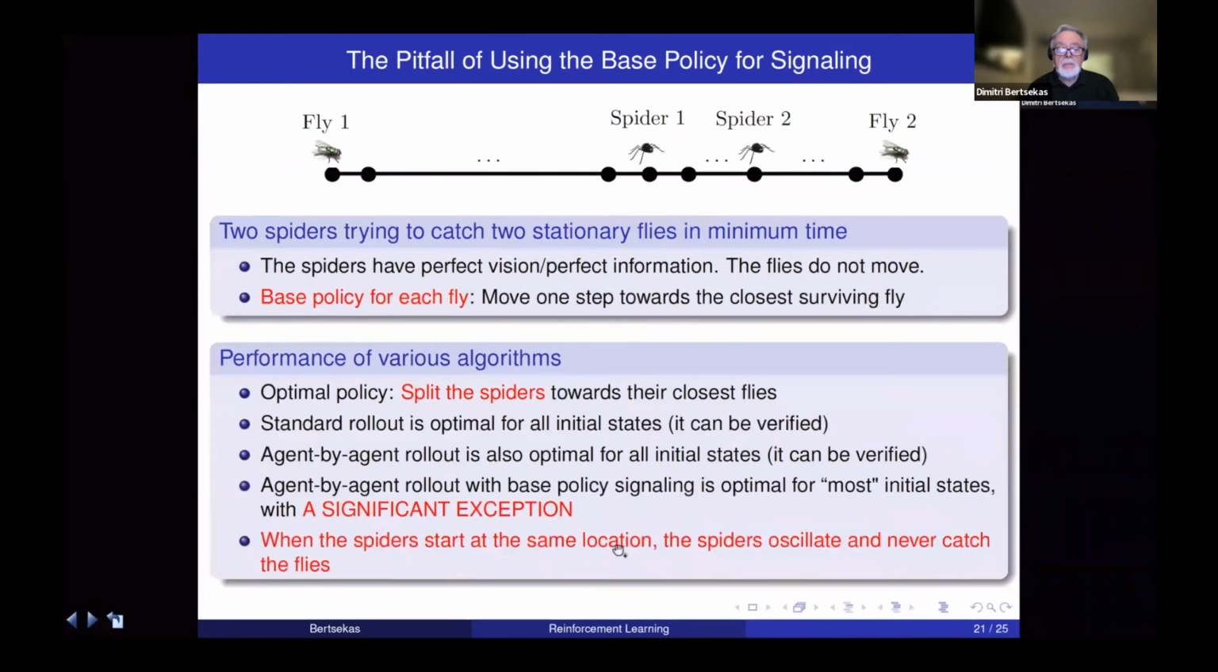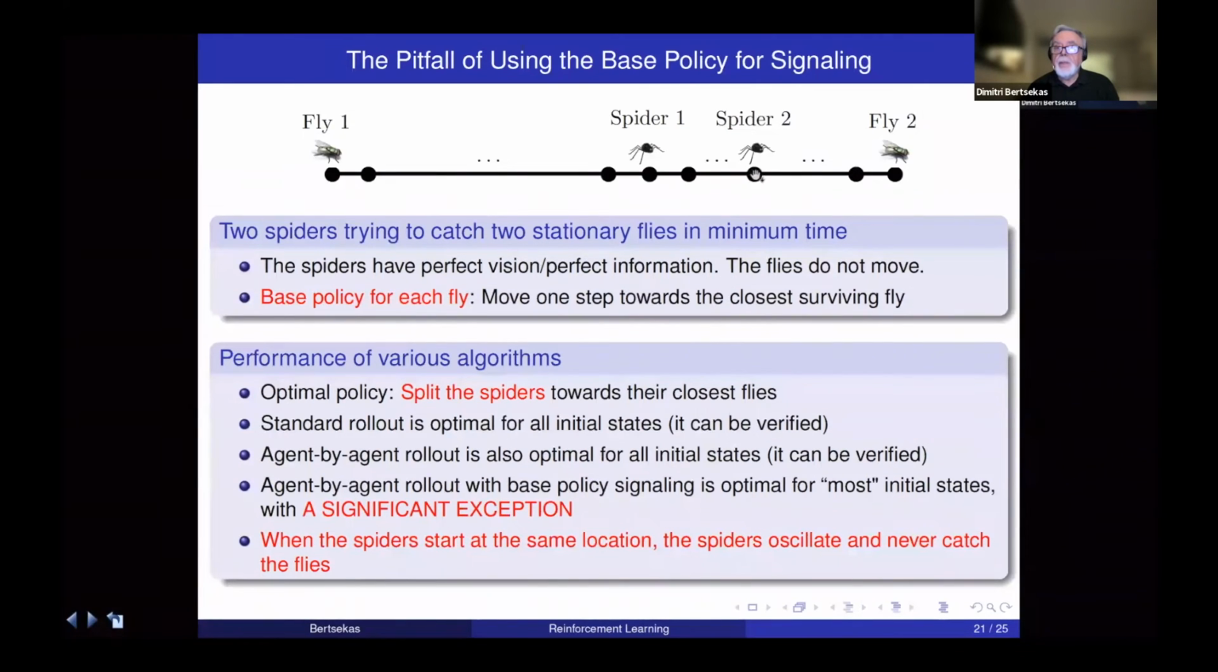Suppose that the spiders start at the same location, one on top of the other. Then if they have no coordination, they're going to move towards their closest fly, and the rollout algorithm with this signaling policy is not going to be able to differentiate between the two directions. And if one chooses one direction, the other one will also choose the other direction. So they will always move in unison, and they will be oscillating and never catch the flies.